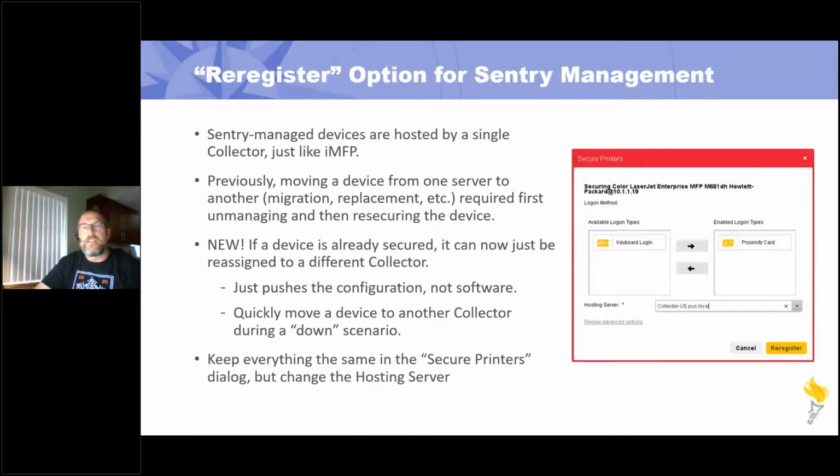And then re-registering is also the new function that's released with Update 2. What you basically do is you go to your Secure Printers tab within Print Center, select the printers that you need to move, and then when you click the Secure button, if you change the hosting server in that UI, then the button goes from Secure to Re-register. Just click the Re-register button, and it basically just pushes down a new configuration so it goes to the proper server, and no reboot for the device is required.